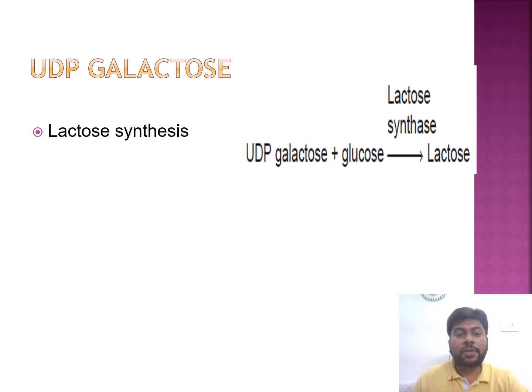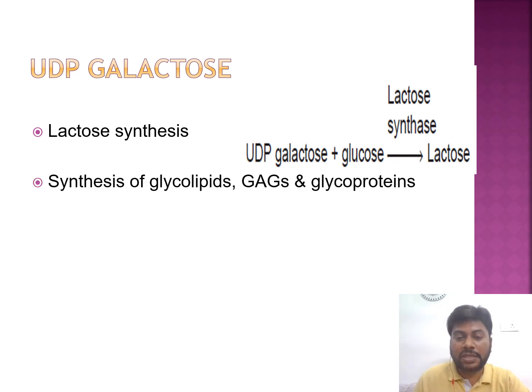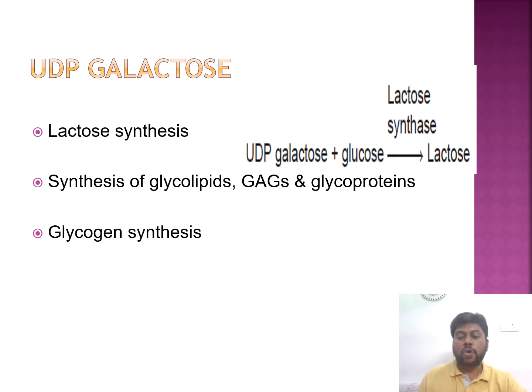At other times, the UDP galactose can be utilized for synthesizing glycolipids, glycosaminoglycans and various glycoproteins. For all these things, our UDP galactose will be utilized. After serving all these functions, if there is excess UDP galactose, by the epimerization reaction by the enzyme epimerase, it will be converted again to UDP glucose, and that UDP glucose will be stored in the liver as glycogen.